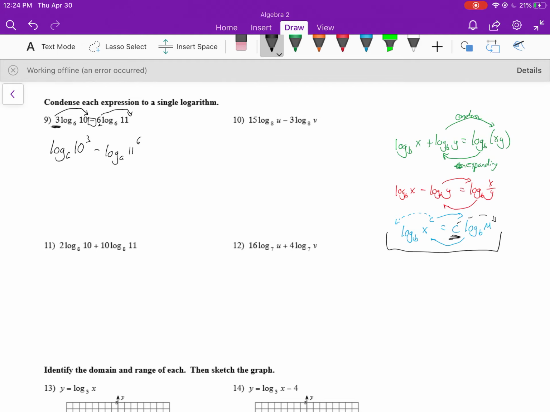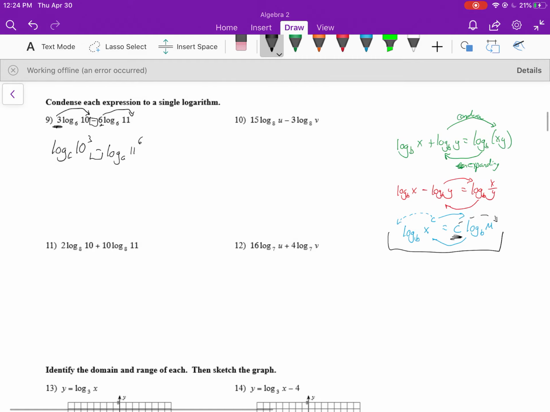Now that we have that, we can use this idea of subtraction. We see the subtraction here, and that's going to change to division. This only works if they're both the same base and they are both 6. So we can write log base 6 of, and this was subtraction, so it's going to change to division. The 10 cubed goes in the top, and 11 to the 6 goes in the bottom. Please just leave it like that. Yeah, I know 10 cubed is 1,000, but 11 to the 6th, I don't really want you multiplying that out, so you can go ahead and leave it like that.